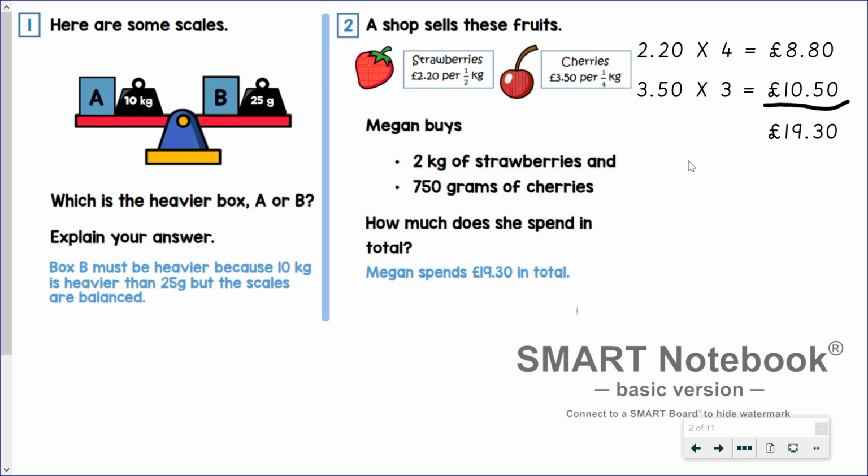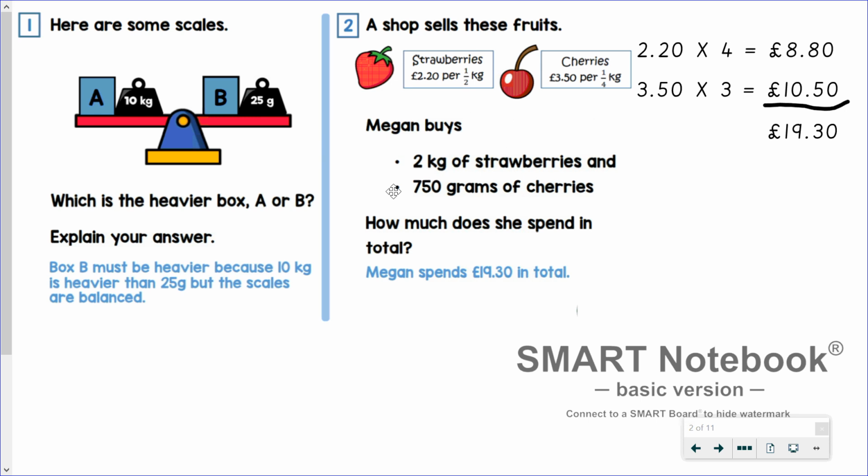Next one, a shop sells these fruits. We've got strawberries for £2.20 per half a kilogram and cherries for £3.50 per quarter of a kilogram. Megan buys 2 kilograms of strawberries and 750 grams of cherries. How much did she spend in total? First thing to realize, it's half a kilogram. Okay, so 2 halves would make 1 kilogram, and we want 2 kilograms. So that'll be 4 halves. So then we times the £2.20 by 4 to get £8.80.